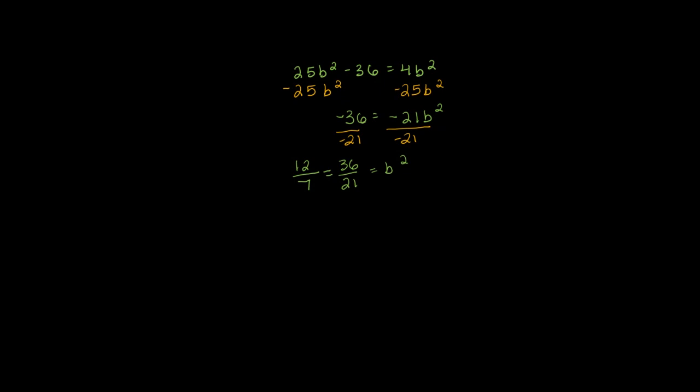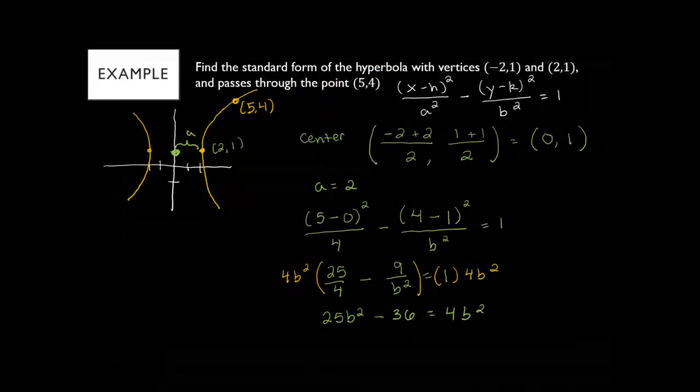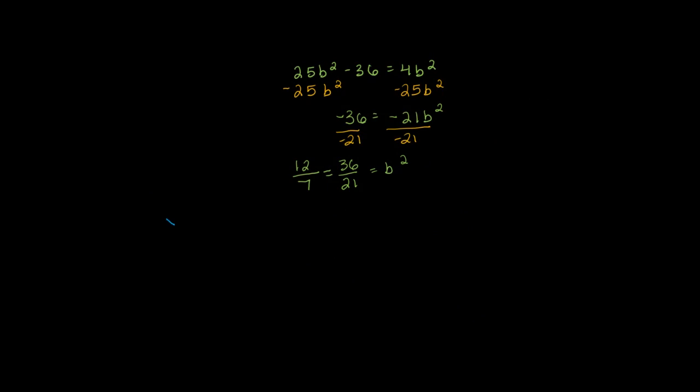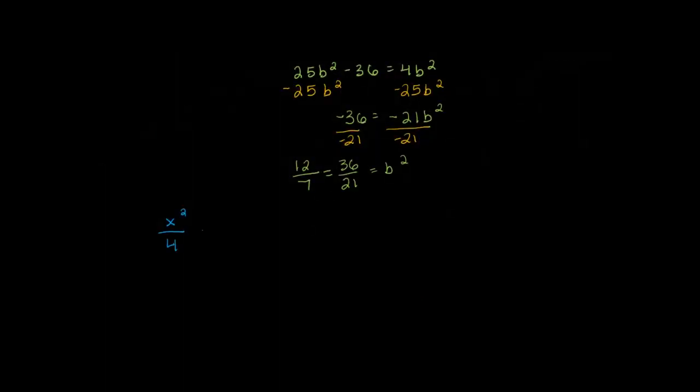So we're going back to write our equation for the hyperbola. We're not going to plug in 5, 4 for x and y anymore. We're going to leave those as x and y, but we're going to plug everything else in. So we get x minus 0 squared over a squared, so a squared is 4, minus y minus 1 squared over b squared, which is 12 over 7, equal to 1.